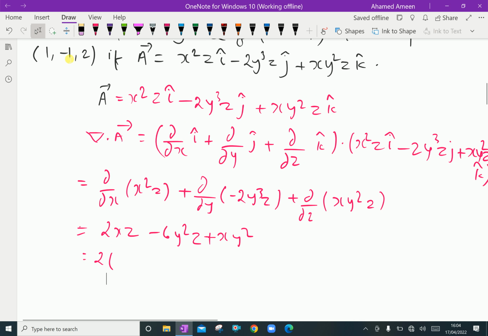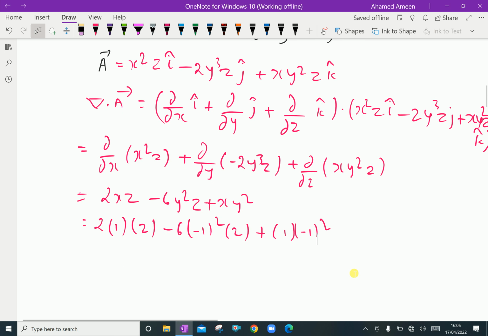Now we will apply the point: x is 1, y is minus 1 and z is 2. That is, x is 1, z is 2, minus 6, y is minus 1 square, z is 2, plus x is 1, y is minus 1 square. So I have to calculate one more time, check here.